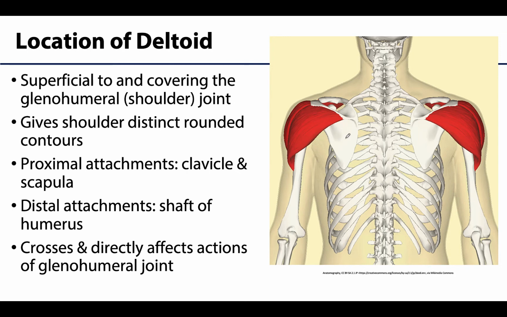So proximally, this muscle has an attachment to the bones of the pectoral girdle, so both the clavicle as well as the scapula, specifically on the acromion and the spine of the scapula. And the distal attachment is actually on the shaft of the humerus in a region referred to as the deltoid tuberosity. So this muscle crosses and can directly affect the actions of the glenohumeral joint, that shoulder joint.